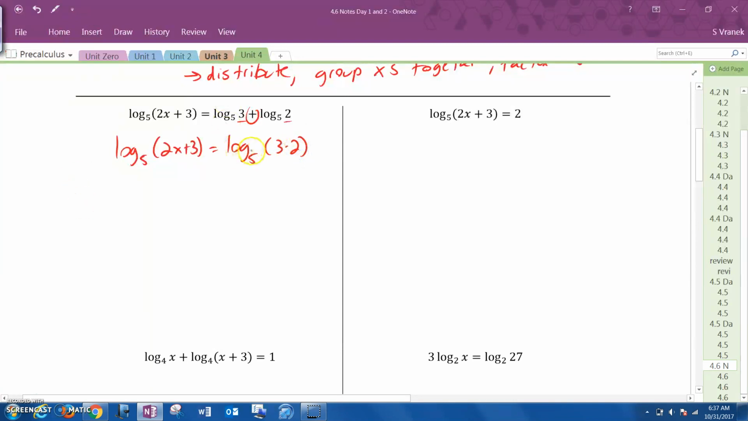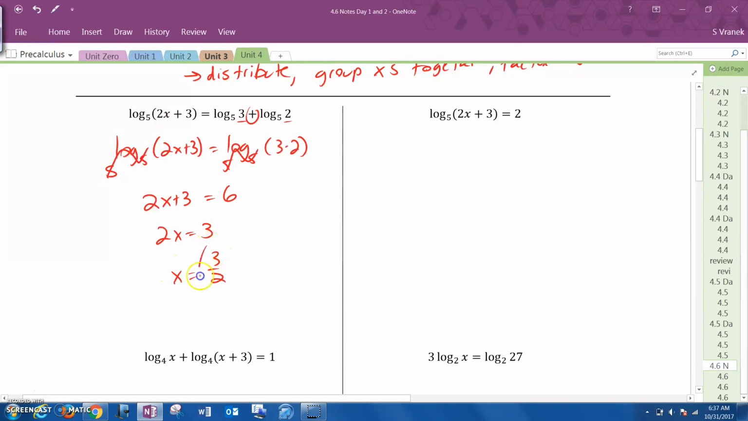Now we have log base 5 on both sides, and we can cancel it because it's doing the same thing to both sides. You could also think of it as 5 to all this stuff and 5 to all this stuff, because 5 will cancel out log base 5. Some of you learned it that way as well. So you get 2x plus 3 equals 6. 2x equals 3, because when you subtract 3, x equals 3 over 2.